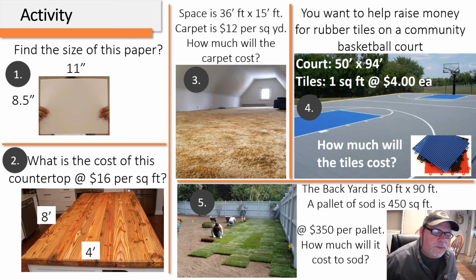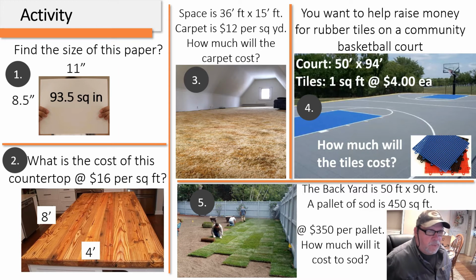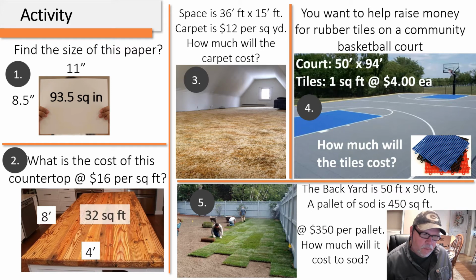All right, let's review what your answers are. Number one, find the size of this paper. 8.5 times 11. 93.5 square inches. Let's check number two. What's the cost of this countertop at $16 per square foot? Well, first we got to calculate square footage, right? How many square feet is that countertop? 32 square feet. Multiply that times 16, $512.